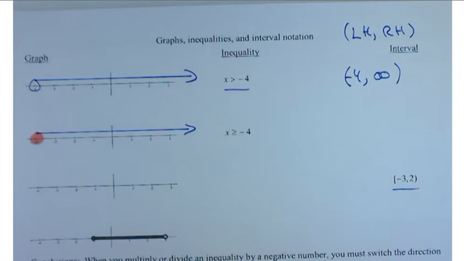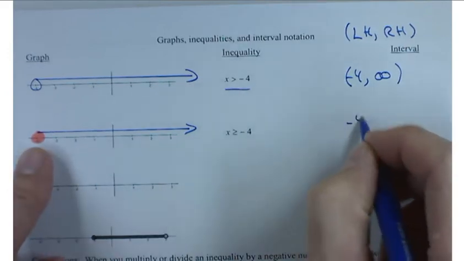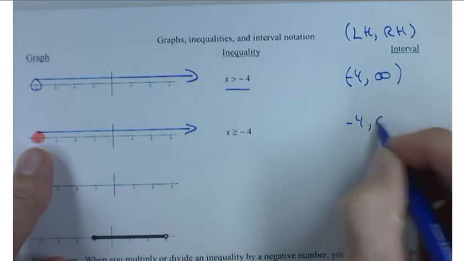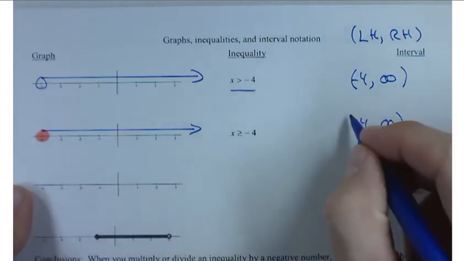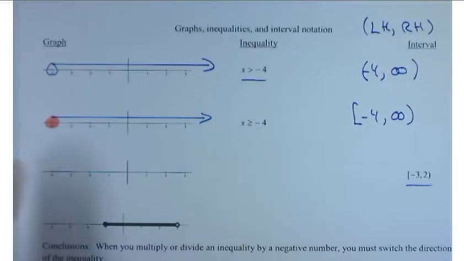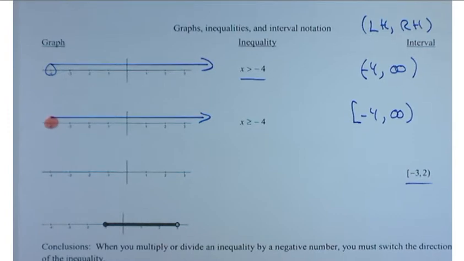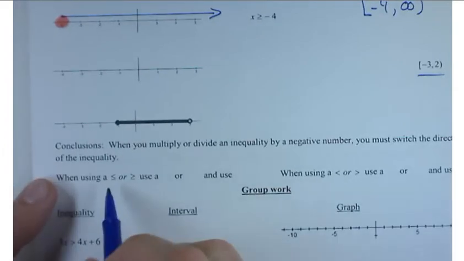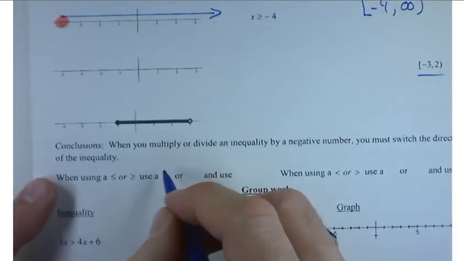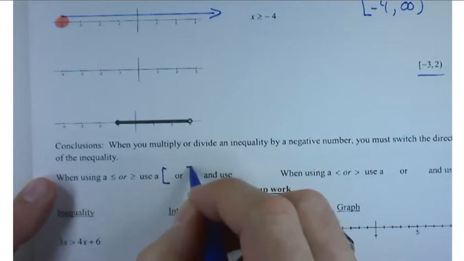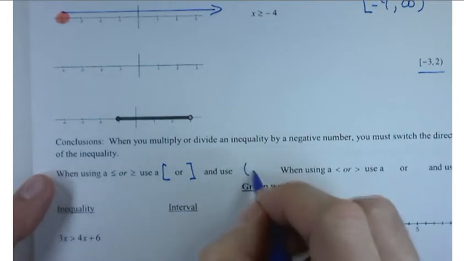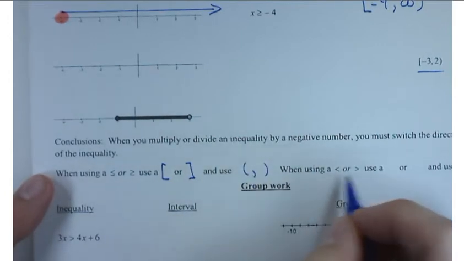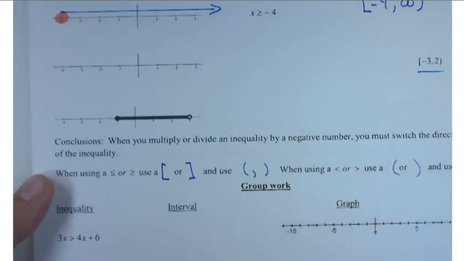Now, how about down below here? We're still at -4, all the way up to infinity. But what's changed is that we're actually including the -4. So to show that we include it, we're going to use a bracket. So kind of down here, when using a less than or equal to or greater than or equal to, use a left-hand bracket or a right-hand bracket, and use left-hand parenthesis and right-hand parenthesis when using less than or greater than. Maybe I should have put that here.